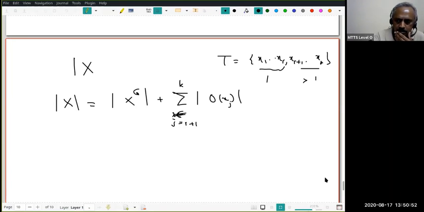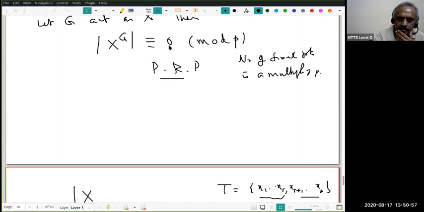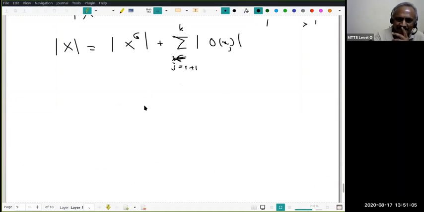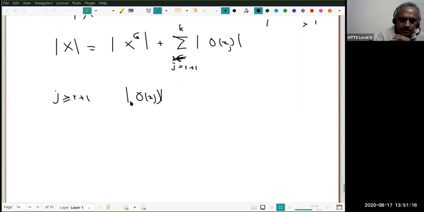Oh, I'm sorry. Again, I made a mistake. This is congruent to mod X mod P. You'll see the reason why I did that. Now let's come back to this. Now let's look at j greater than or equal to r plus 1. How many elements are there in this orbit?